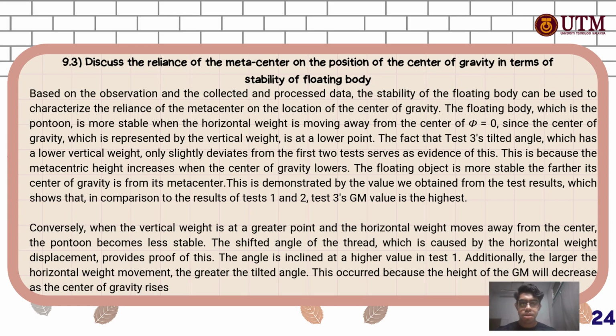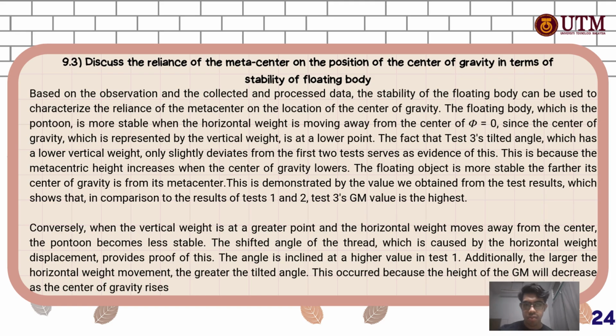So the next part of the discussion is to discuss the reliance of the metacenter on the position of the center of gravity in terms of stability of a floating body. Based on the observation and the collected and processed data, the stability of the floating body can be used to characterize the reliance of the metacenter on the location of the center of gravity. The floating body, which is the puntun, is more stable when the horizontal weight is moving away from the center of P equal to 0.